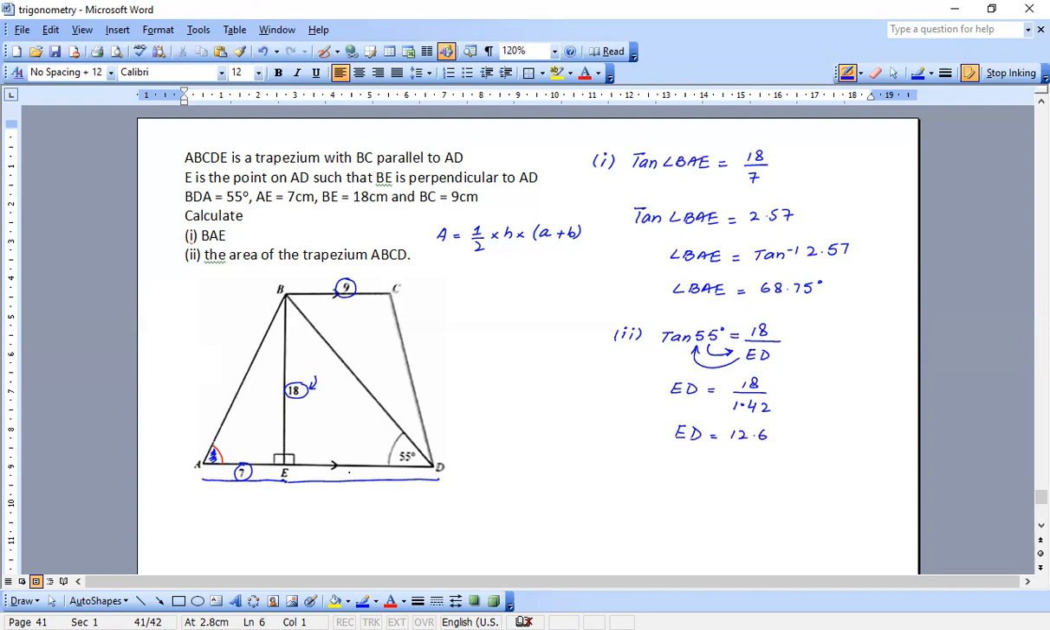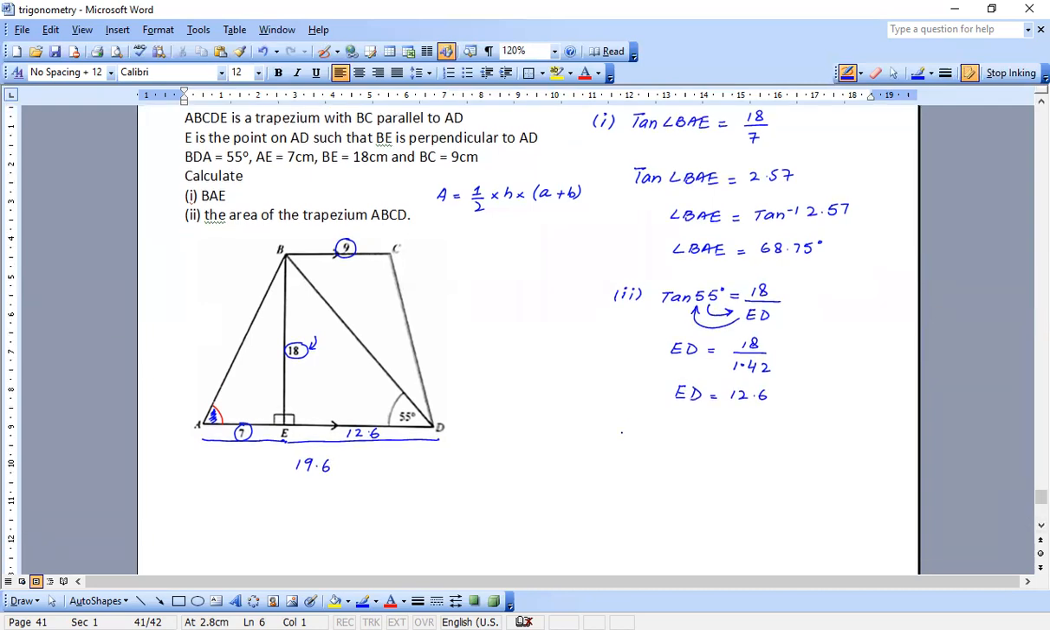The length of ED is equal to 12.6. So this half is 12.6, means the entire length is going to be 19.6. 12.6 plus 7 is going to be 19.6. Now we can go on and find the area of the trapezium, which says area of the trapezium equals 1 upon 2 multiply by the height of the trapezium, which is 18 in this case, multiply by the sum of parallel sides. The parallel sides are 9 and 19.6. The sum of these two is 9 plus 19.6.